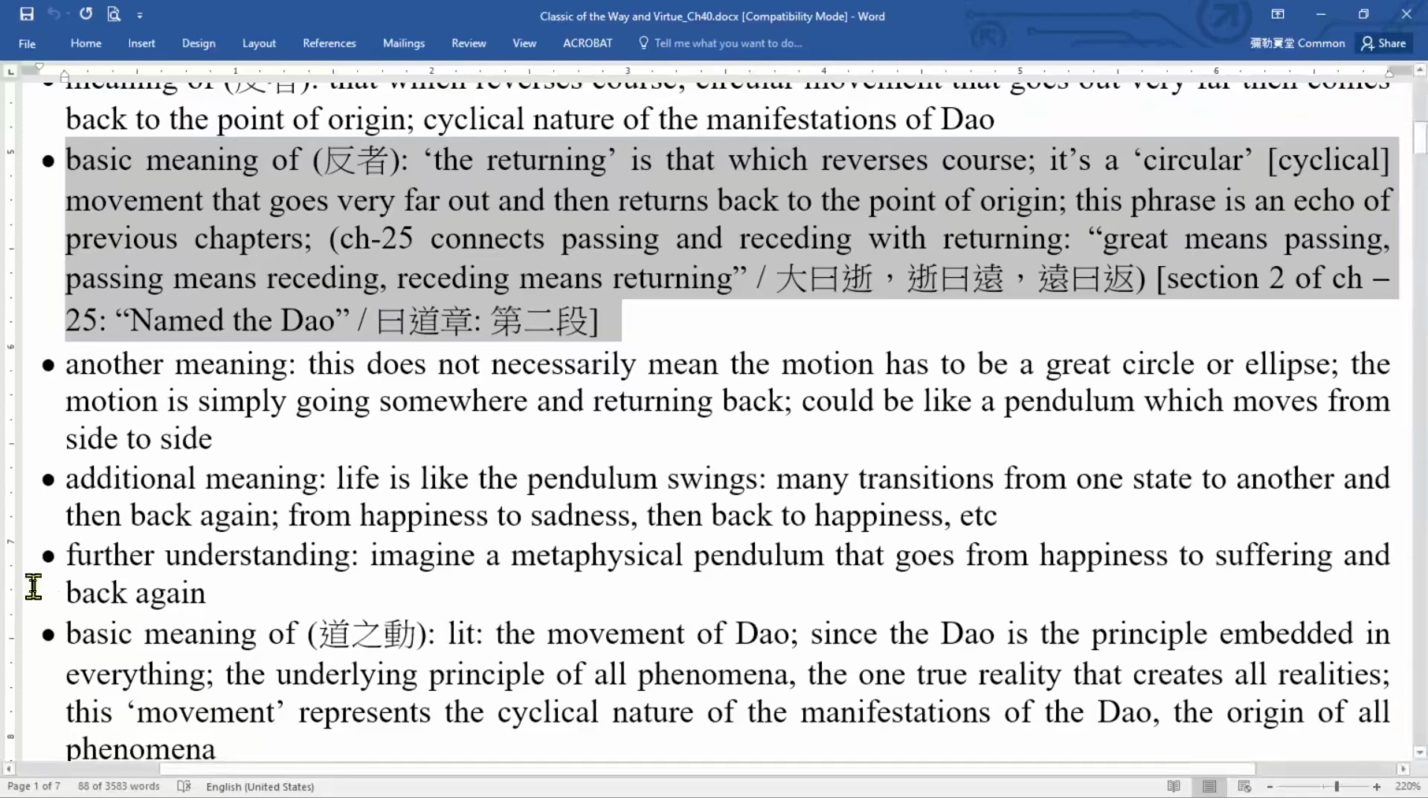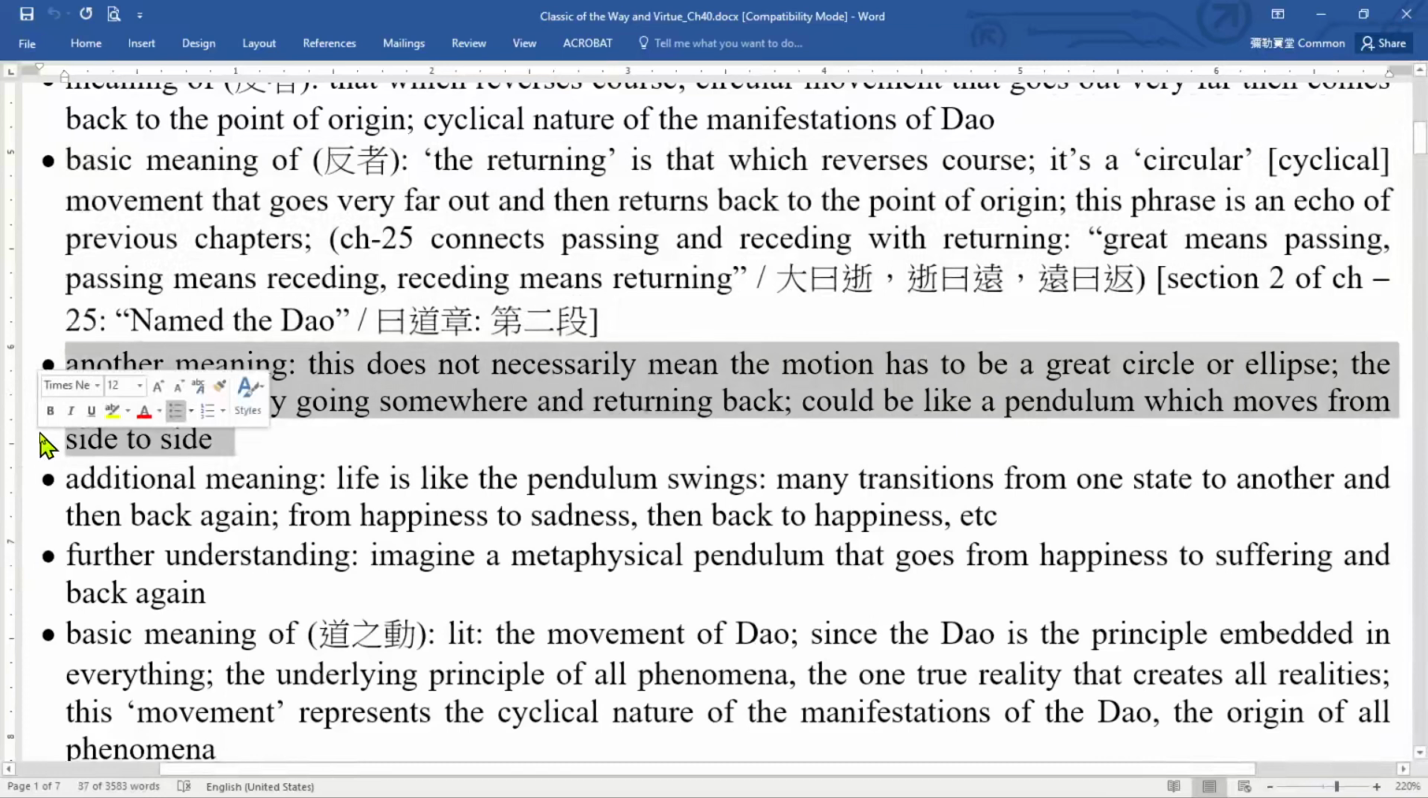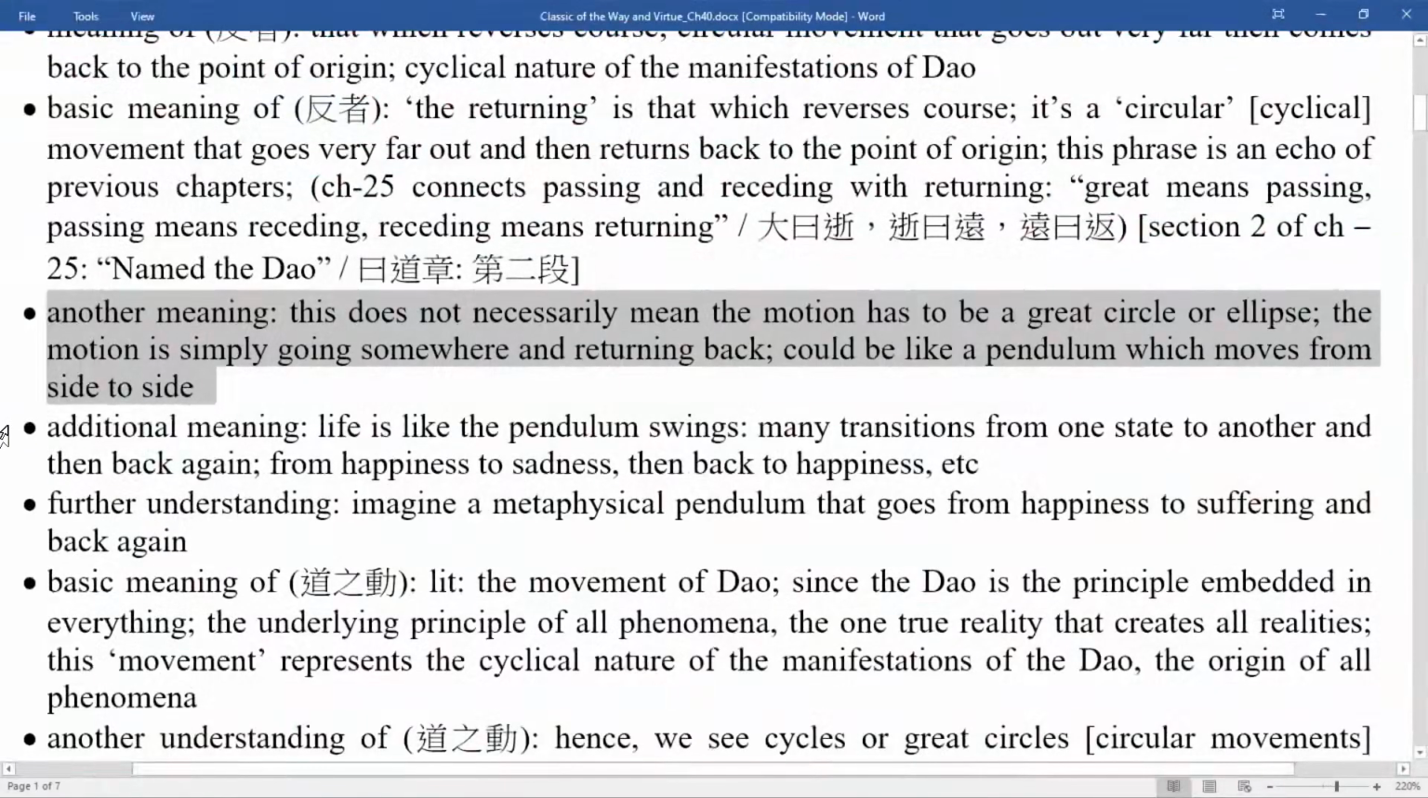Another meaning of this phrase, that which returns is the movement of Tao, is that it does not necessarily mean the motion has to be a great cycle or ellipse. The motion is just simply going somewhere and coming back. It doesn't have to be circular motion. Well, it's still a cycle. It's like a pendulum, which moves from side to side. Pendulums are linear, I guess, but it's still cyclical. It goes from one extreme to the other extreme.